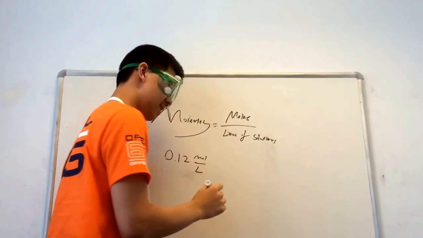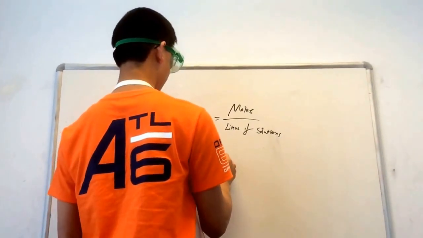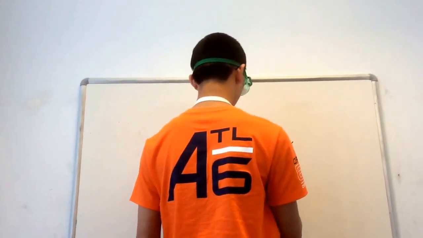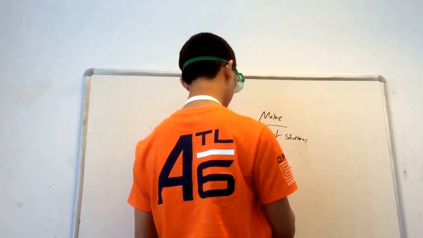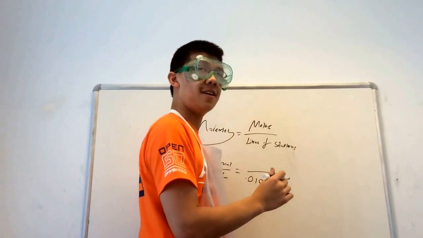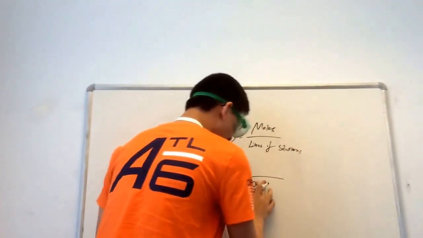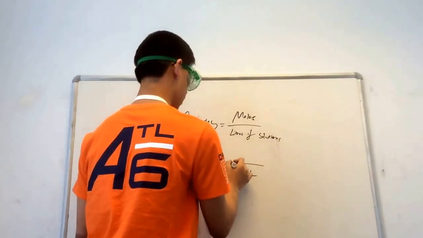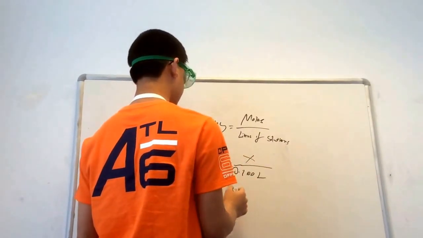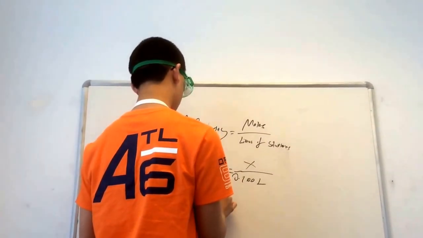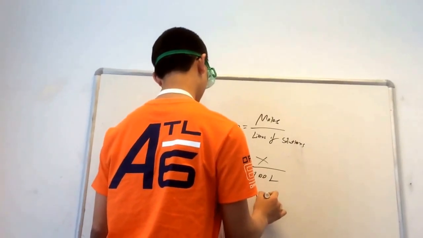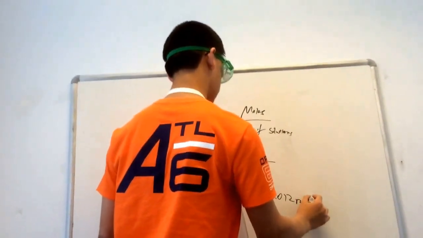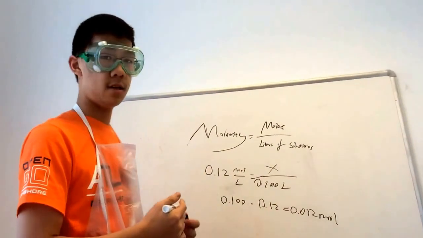Now, do you know the liters of solution you need? It's 0.100, in case you weren't paying attention. Wait, what? 0.010? No, 0.100. You fool. 0.100. Okay. Now, what is the unknown? Oh, it's x. So it would just be 0.100 times 0.12, which equals 0.012 moles. I'm so good at this. You're on your way to becoming the Chem King.